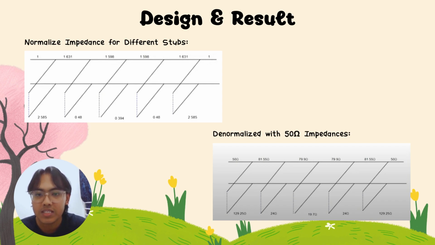Okay, for normalized impedance for different stub and denormalized for 50 ohm impedance. First, the normalized impedance for different stub, we get this value from the previous calculation, and then after we get the value, we need to implement it on the impedance. So this is the final result that we get. And after that, denormalize with 50 ohm impedance. So for 50 ohm impedance, we only need to times by 50 to get the denormalized impedance.